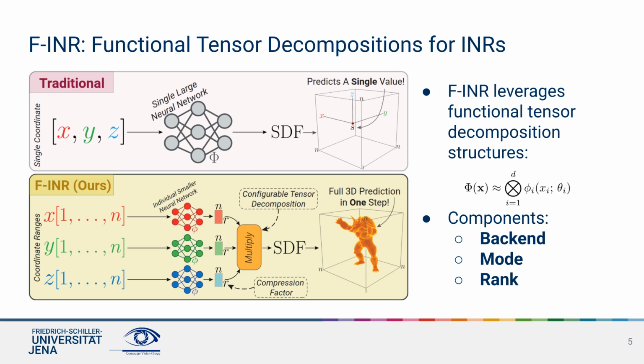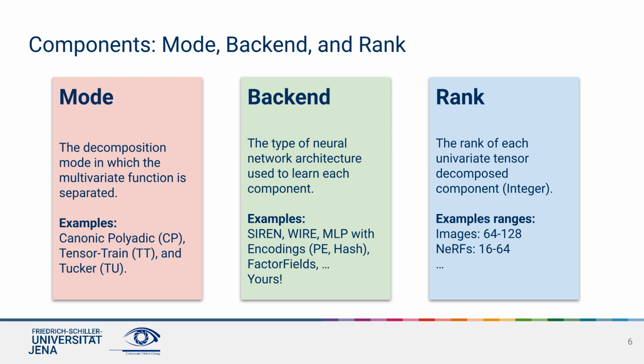There are three main components that constitute an FINR: the backend, which is the neural network used for learning each component; the mode, which is the format in which the components are combined; and finally, the rank, which controls the degree of compression. Here, the three components are explained further.